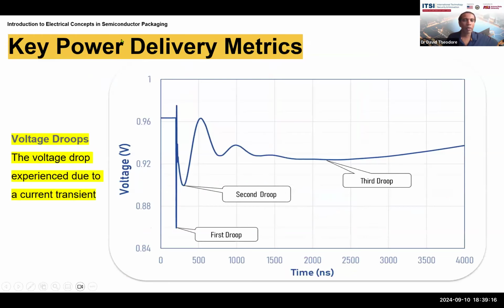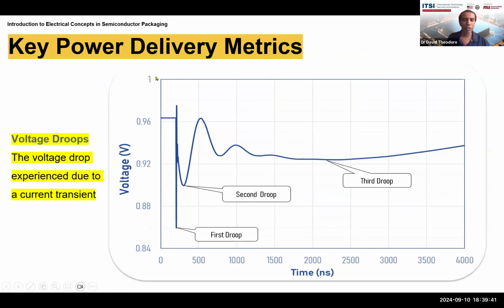Okay, moving on. Key power delivery metrics. Voltage droops. A voltage droop is a voltage drop because of a current transient. In other words, if you suddenly ask the power supply for a lot of current, the power supply is operating at a certain voltage, but if you ask for a lot of current, it is not able to provide that power in such a short period of time, so the voltage drops.